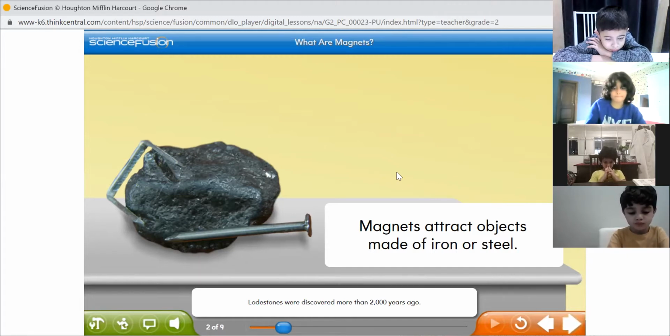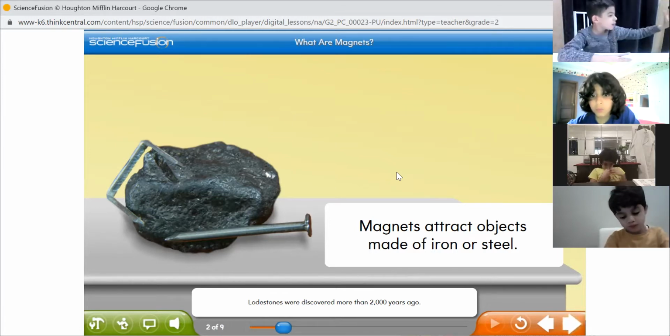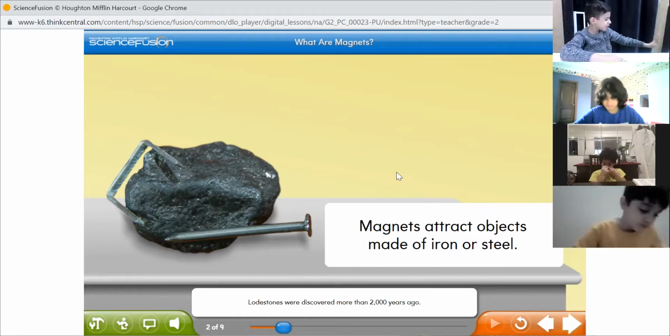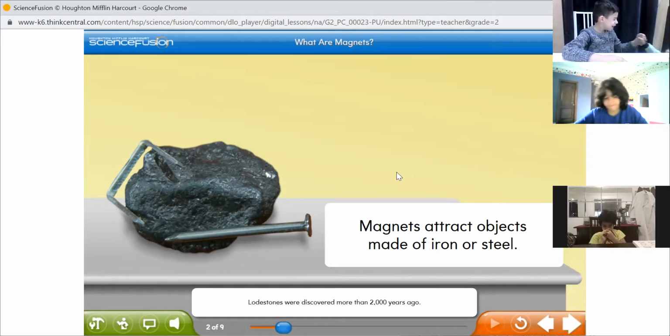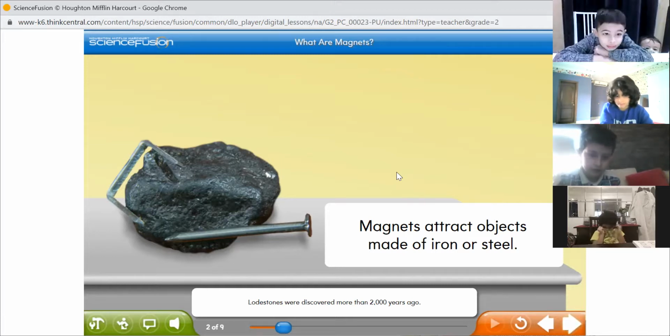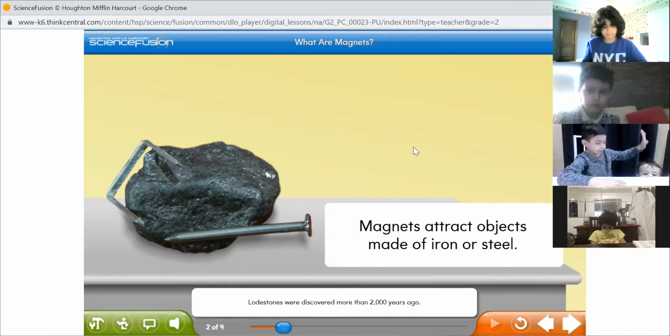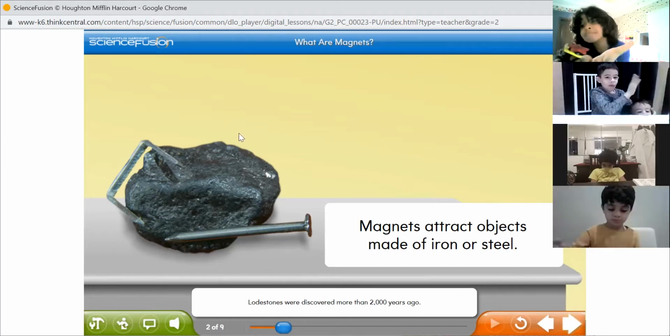Now, lodestones were discovered more than 2,000 years ago. They found them when they were mining and looking for minerals or treasures. You have a magnet, Saud. Okay, after we finish, I'm going to let you do the experiment with me, because yesterday you weren't with us. Okay, Saud?